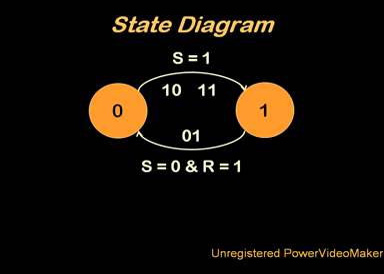If we're in state 0, we're going to transition to state 1. In state 1, the only thing that causes a transition back to 0 is to have S equal to 0 and R equal to 1. And the state diagram is generally represented without the individual bit patterns, but only that analysis we just completed.